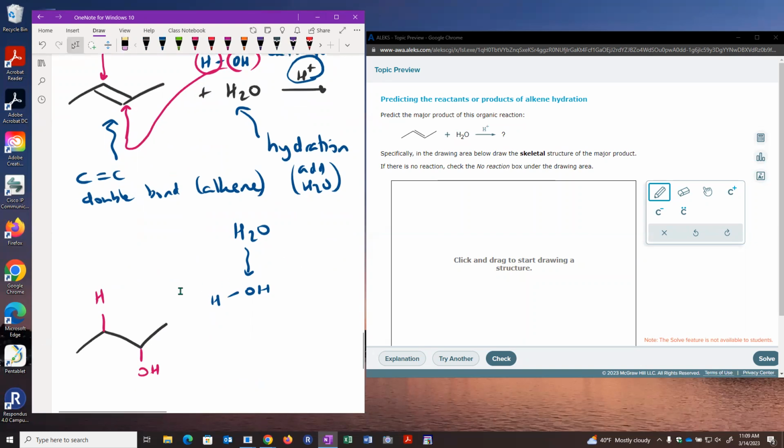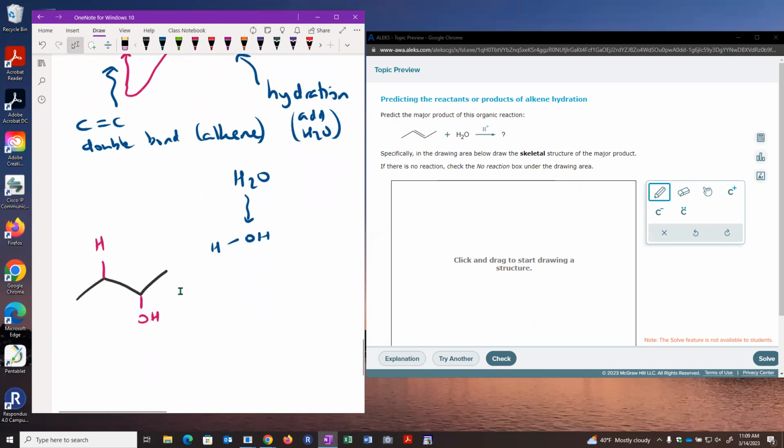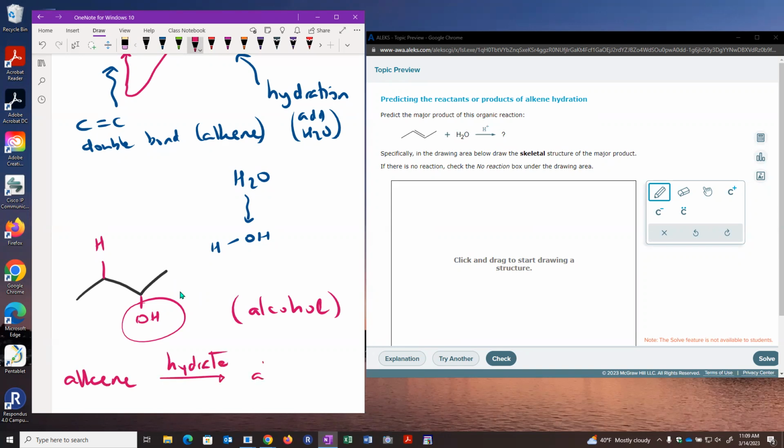So as a result, I end up making now a molecule that has an OH group in it, a hydroxyl group. Guess what? That's an alcohol, right? So when you take an alkene and you hydrate it, you end up producing an alcohol as the product.